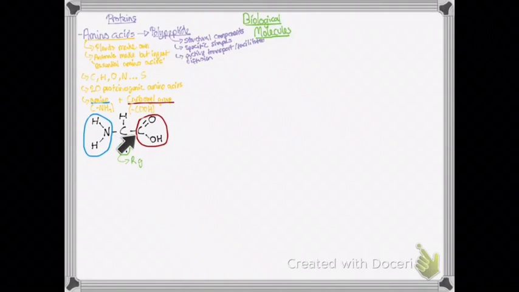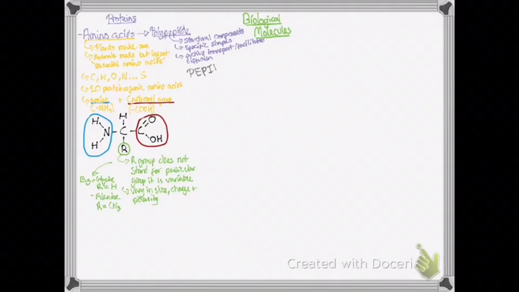Then we've got this R group. It does not stand for a particular element. It is different in each amino acid. For example, glycine has a hydrogen. They vary in size, charge and polarity, some being hydrophobic, others being hydrophilic.